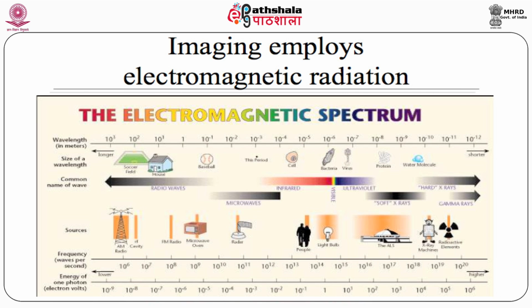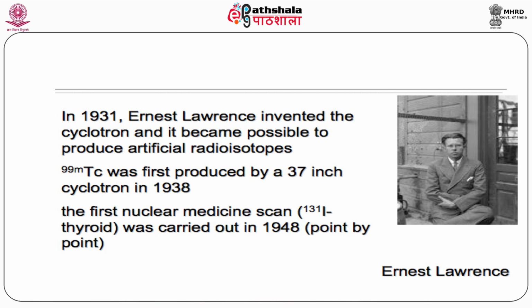When we talk about this particular thing, we see that there is a change in the wavelength: the wavelength decreases and frequency increases. So, the radiation which has high wavelength has less frequency, and that which has less wavelength has high frequency. How can we forget this gentleman whose name is Ernst Lawrence. In 1931, he invented the cyclotron, and it became possible to produce artificial radioisotopes, because man-made radioisotopes are the only ones we can use; otherwise the naturally occurring radioisotopes, with long half-lives, are not useful for clinical application.